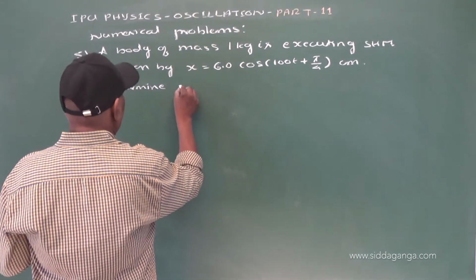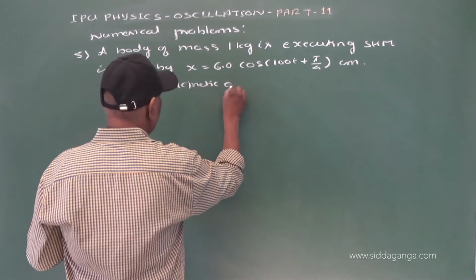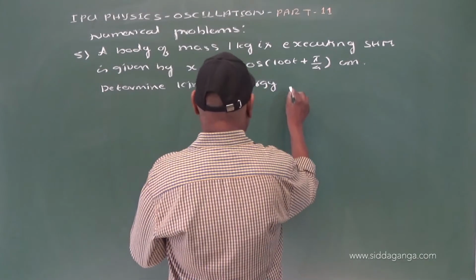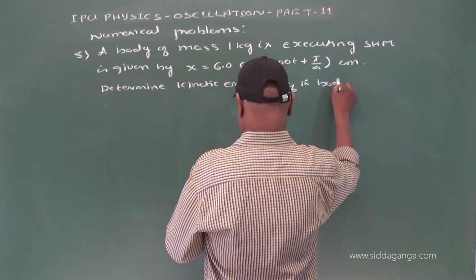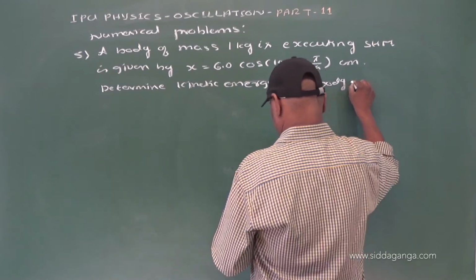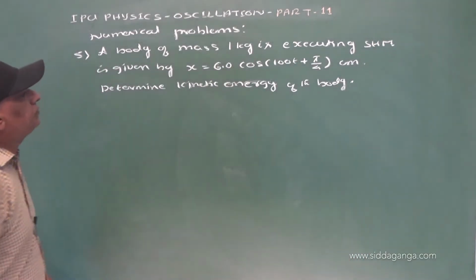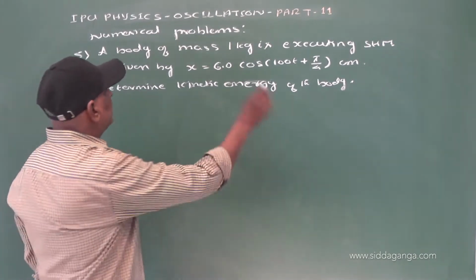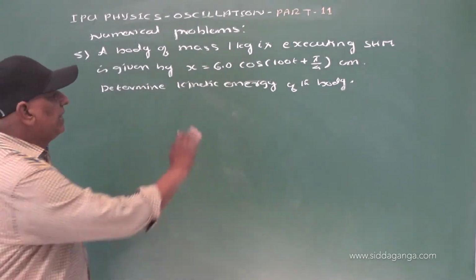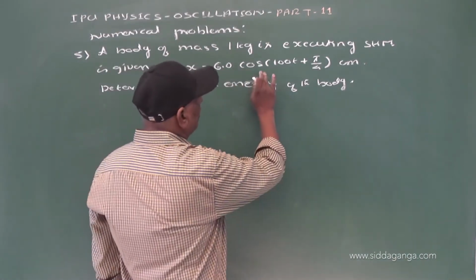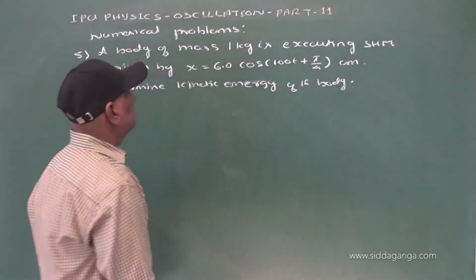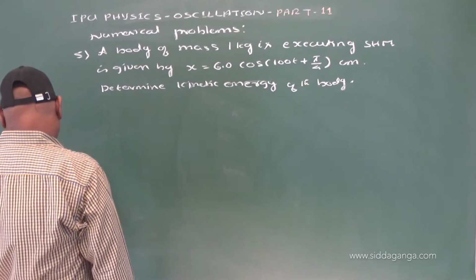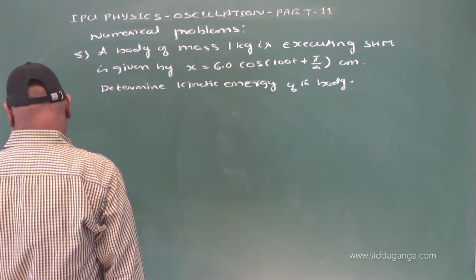Determine kinetic energy of the body. Now, the problem is a body of mass 1 kg is executing simple harmonic motion given by x is equal to 6.0 cos 100t plus pi by 4 centimeter. Now determine kinetic energy of the body. Now we need to find the kinetic energy of the body.